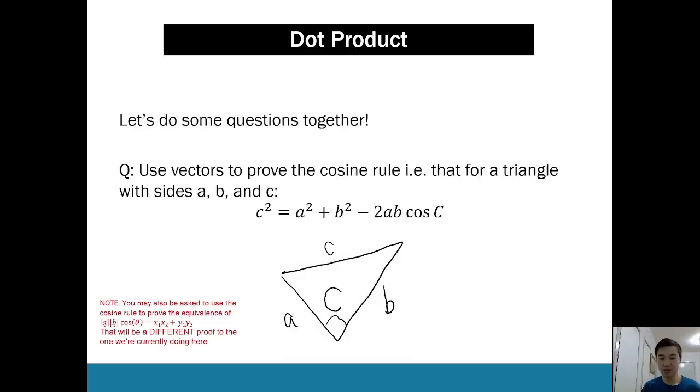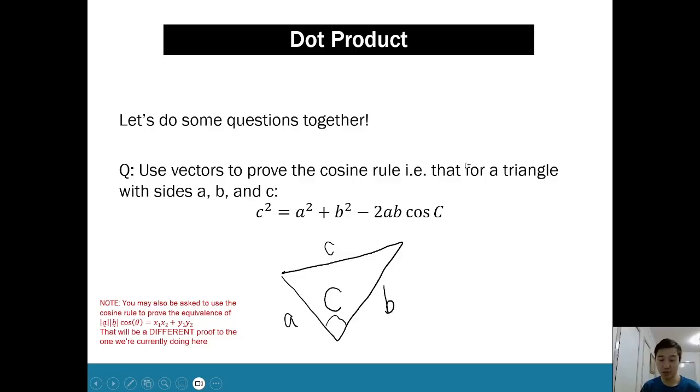So let's just do some questions together to sort of put that into practice. So our first question is, we want to use vectors to prove the cosine rule. So we want to show that for a triangle with sides A, B, and C, that C squared equals A squared plus B squared minus 2AB cos C.